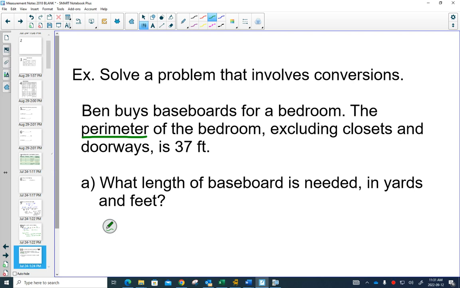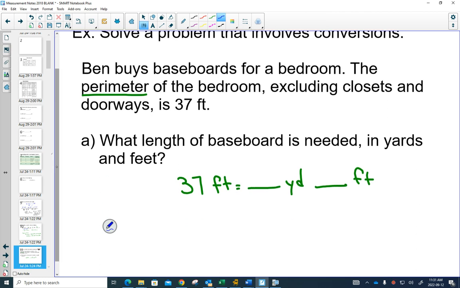And so first of all, it's asking us what length of baseboard is needed if we changed it to yards and feet. So we can start by writing this out. 37 feet equals something yards, something feet. What do we know? That 3 feet equals 1 yard.